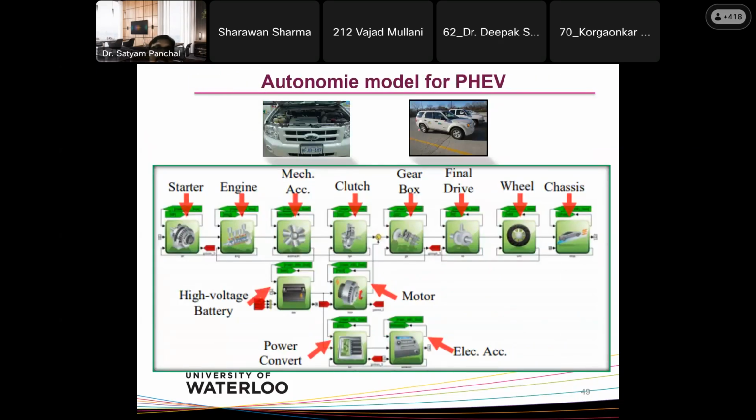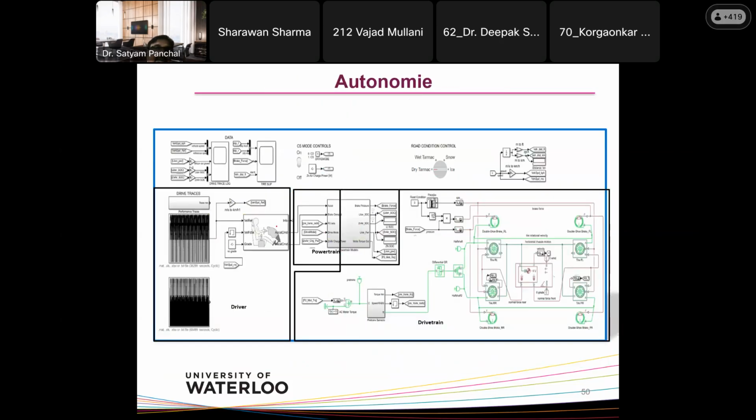When it comes to this plug-in hybrid electric vehicle, it is a little more difficult for us to model because it has an engine plus the battery part also. So typically: starter, engine, then mechanical accessories, clutch, gearbox, final drive, vehicle, wheel mass, then chassis, then the high voltage battery, meaning the ESS, the energy storage system, then the UQM PowerPhase motor, power converter, and electrical accessories. After that, as I said, the Autonomie set is used. The typical input parameter is the vehicle speed, or basically the driver. So the driver is the input, and then we have several blocks in the block diagram.